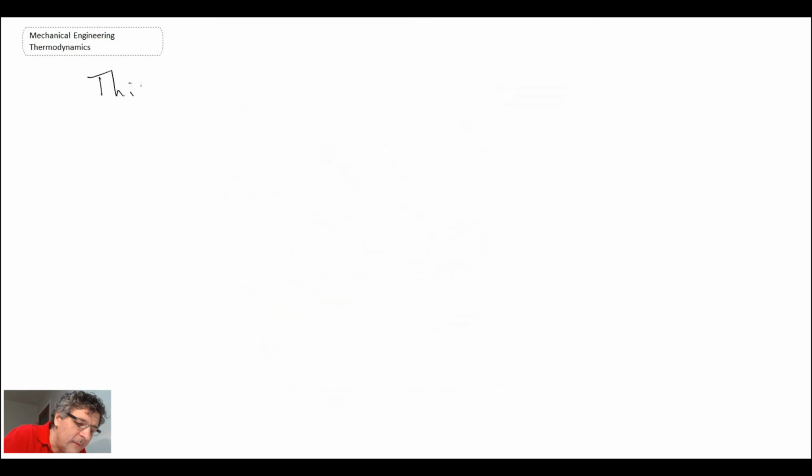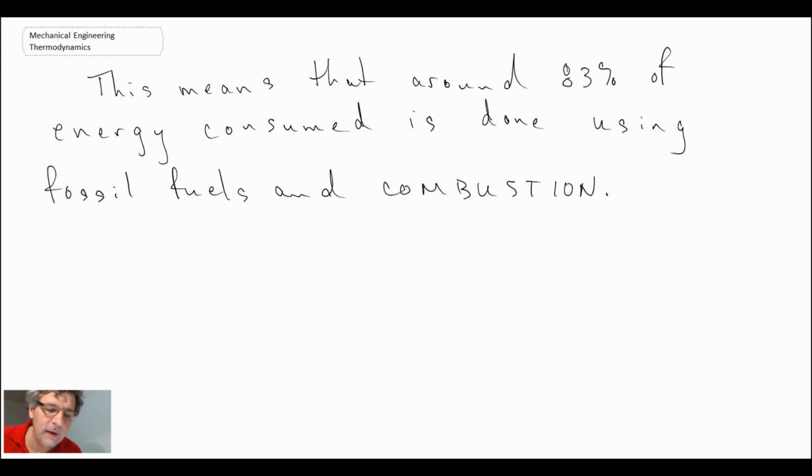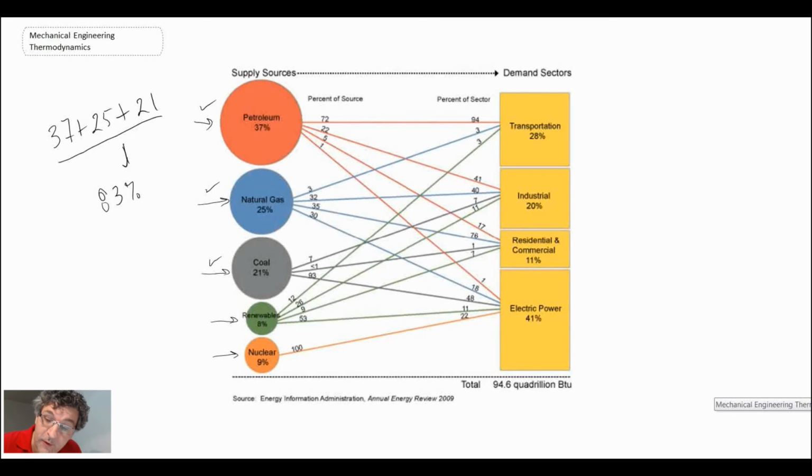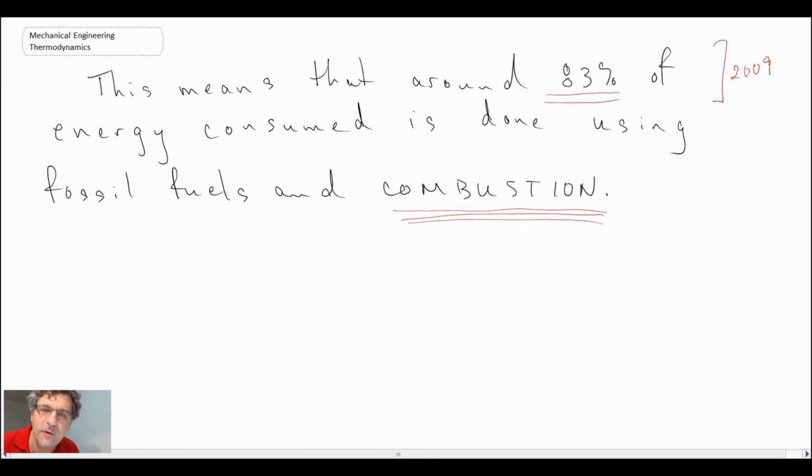So what we can write is that around 83% of energy consumed, now this is in the US, is consumed using fossil fuels and combustion. And this data was for 2009, so this would be an estimate for the year 2009. So with that, we're talking about combustion, and sometimes we call that fire. And so it becomes a natural question to say, what is combustion? What is fire?